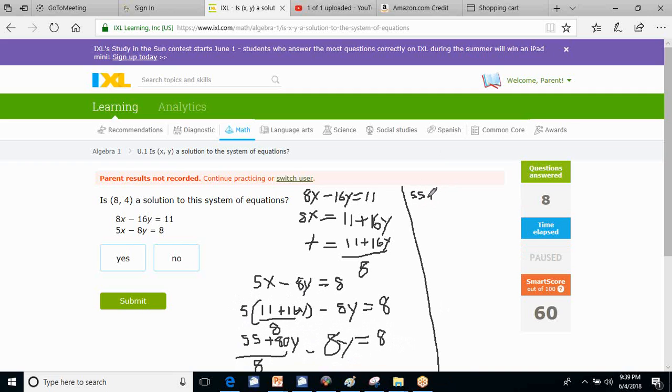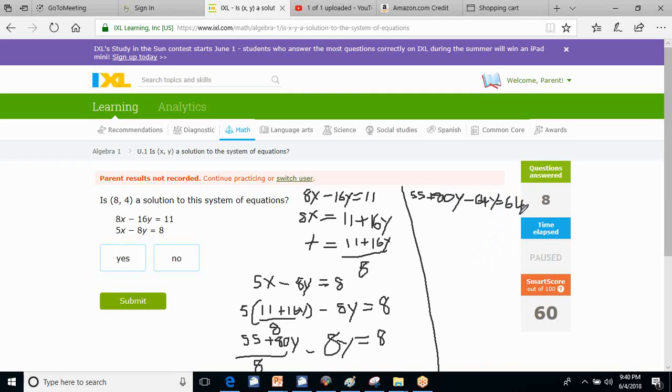plus 80y and then minus 8 is 64. So that's 64y. And that's equal to, you have to multiply this by 8 as well. So that's 64. Okay? So as to keep the equation correct.